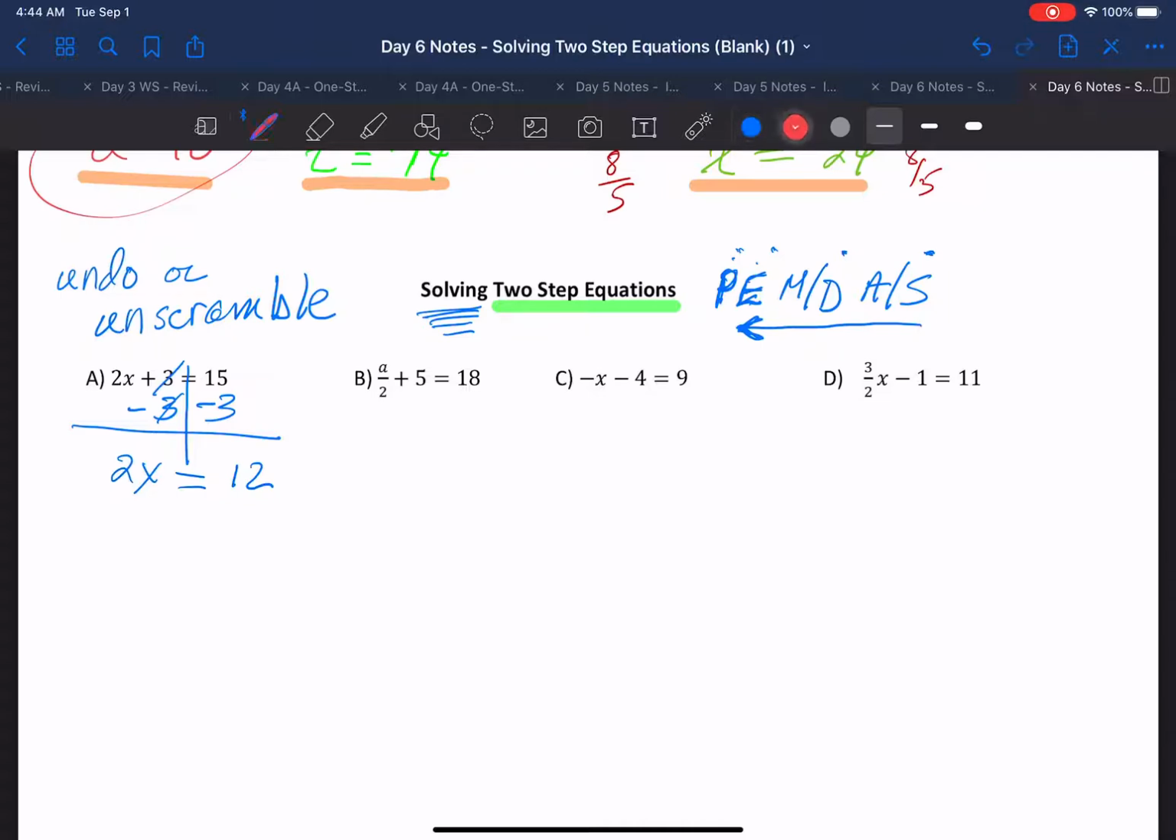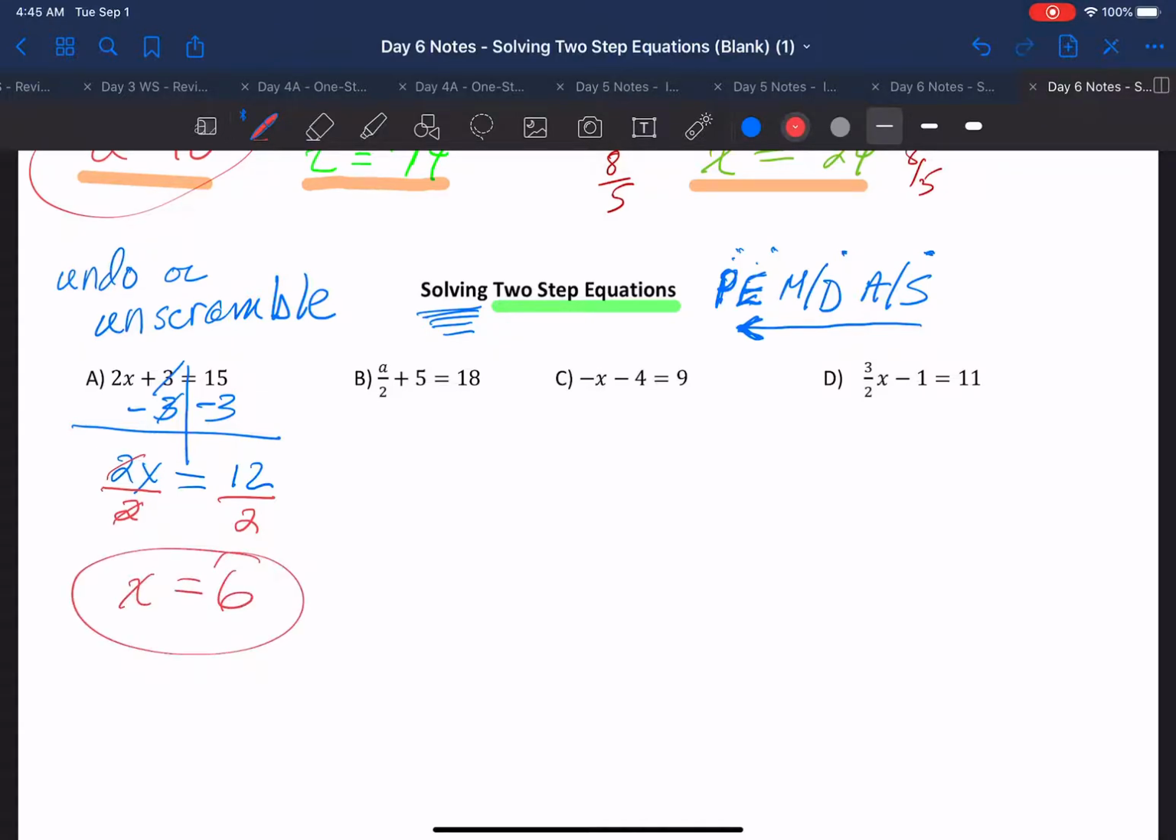So what are we going to do now? We're going to undo 2 times some number x equal 12. We're going to undo the times by division, and we're going to use the inverse operation like we talked about in our last lesson. The inverse operation of multiplication is division. We're going to divide by 2. Now, 2 over 2 is 1, so I have x equals 6.